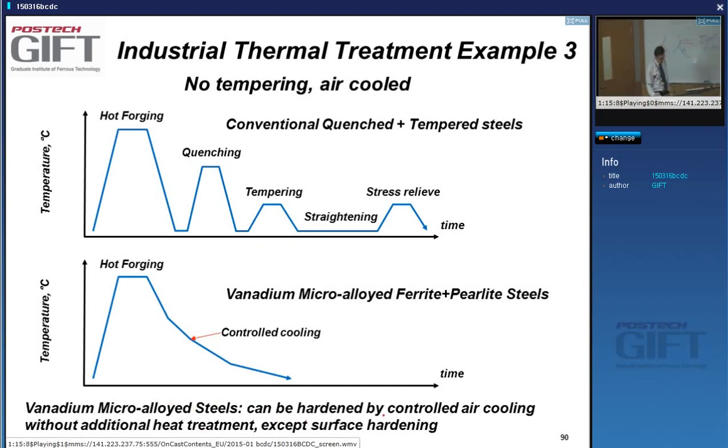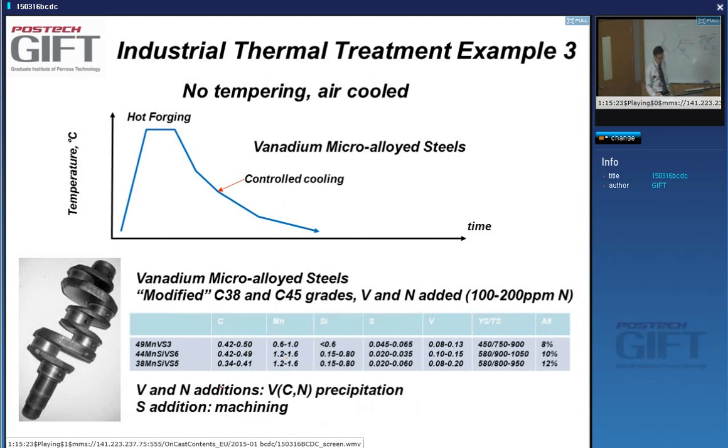So these steels can be hardened by simple controlled air cooling. There's no additional heat treatment required except the ones that you always have to do, which are related to carburizing, where you harden the surface. And you might ask, how can you do soft cooling and get equivalent strength to what you had to do previously, to get martensite? Well, basically, because you microalloy the steels. You add vanadium and some higher nitrogen content, and that forms precipitation hardening particles. These are very, very effective to get high strength.